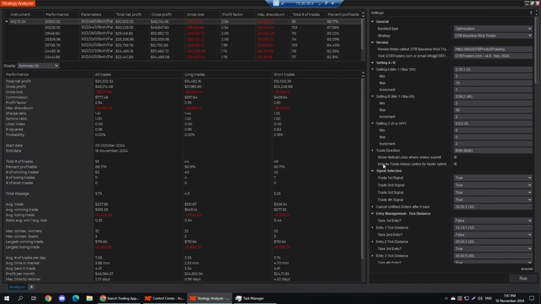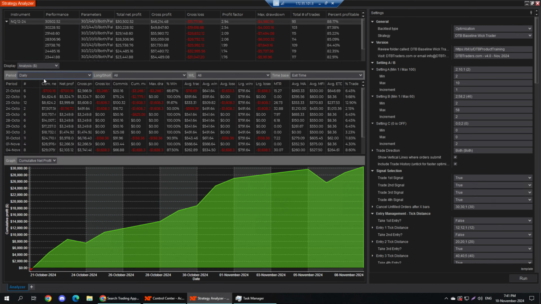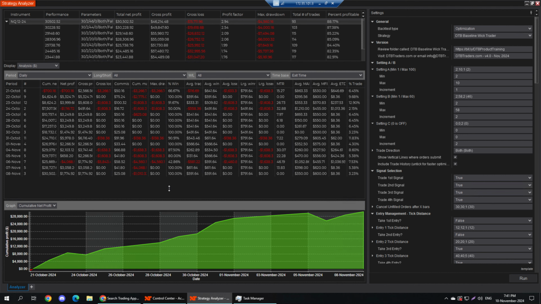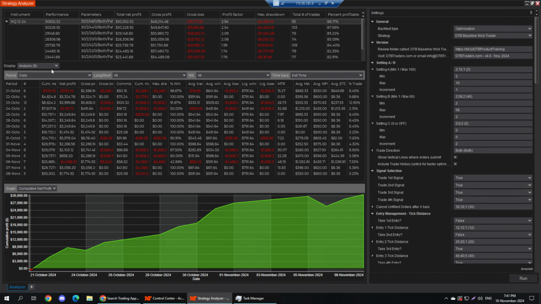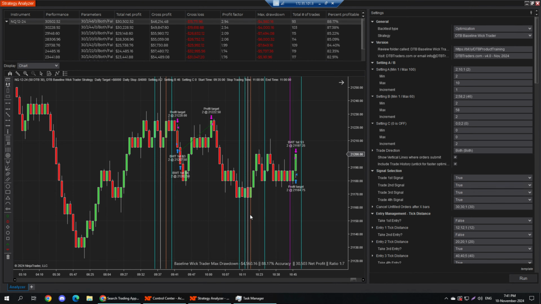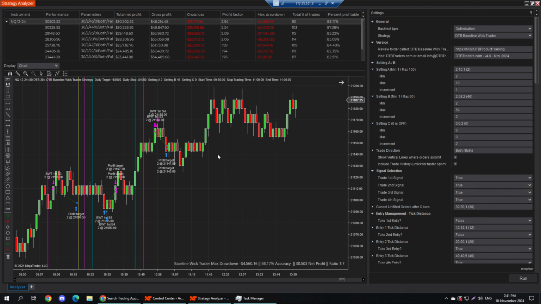Because we have the include trade history ticked, we are now able to go and look at the analysis of the specific trading period. That is what the strategy has done. And you can go to the chart and you'll see the actual plotted positions over there.